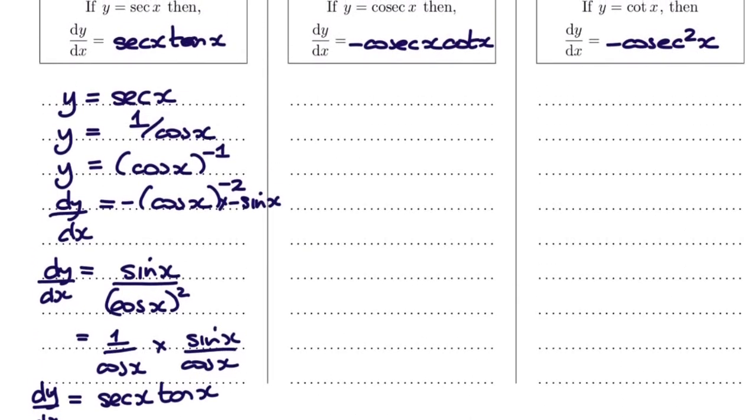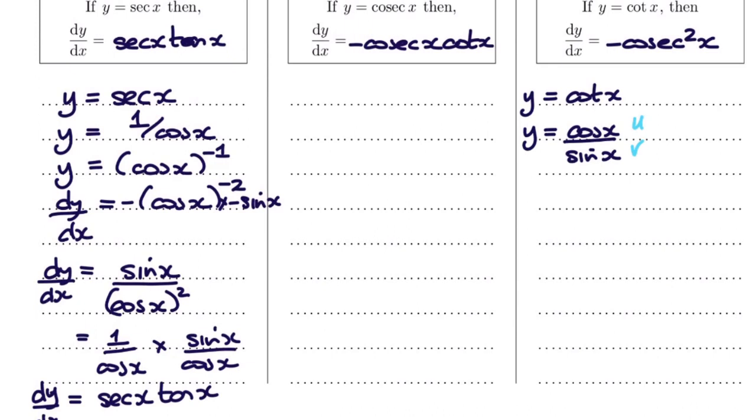Now again, you could do the cosec one exactly the same. I'm going to leave that for you to do. Just going to have a look at the cot one. Now again, there's a couple of different ways of doing the cot one. I'm going to write cot as cos x over sine x, and I'm going to use the quotient rule.